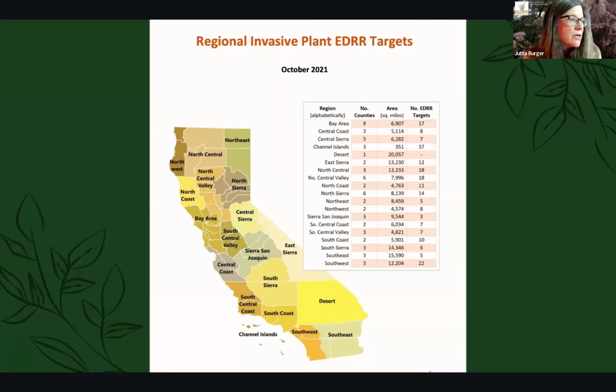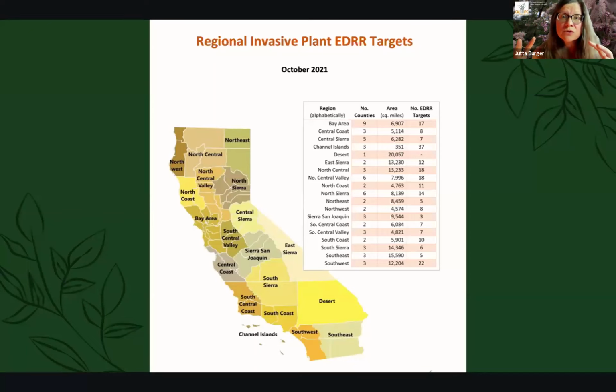And within the Bay Area, you can see top line there are 17 EDRR targets. Now, that does not mean that there are 17 weeds that are important in the San Francisco area. Not at all. It means that there are 17 species that are not very common in the county that local WMAs and the agricultural commissioners in the Bay Area, either one or both of those groups, are prioritizing. So that's kind of important to know.